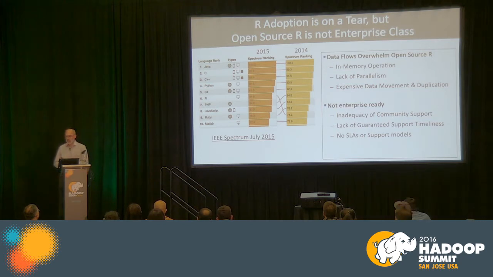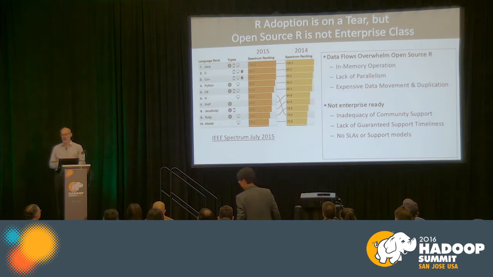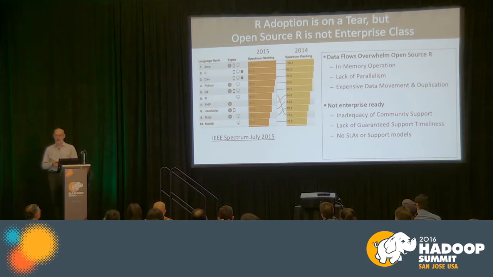But we do find that open source R has some limitations when it comes to the enterprise. For one thing, data flows can overwhelm open source R. Because the base R package, the algorithms in there are designed for in-memory operation. So they basically stop working if your data exceeds what you can hold in memory. And they're also not designed with parallelism in mind. So they're essentially using one core of your processor.